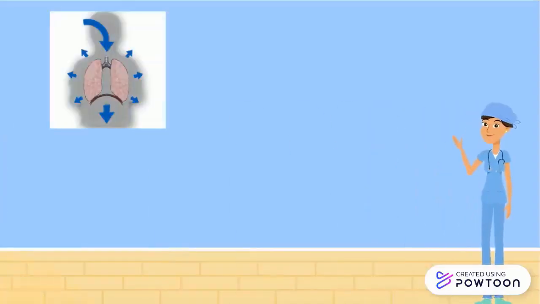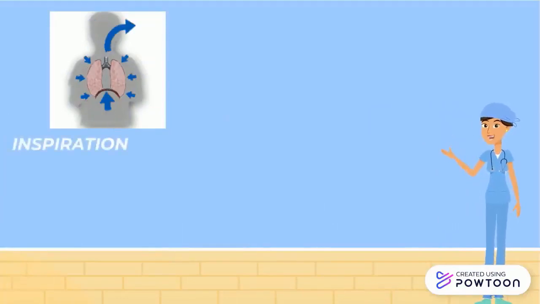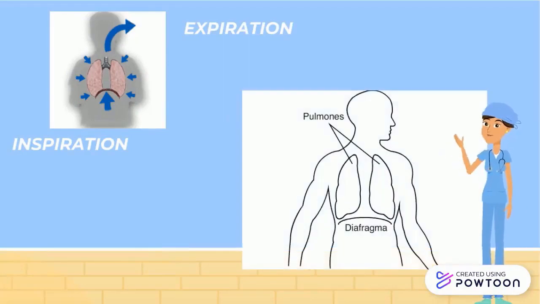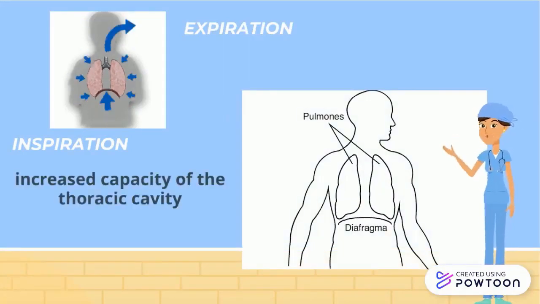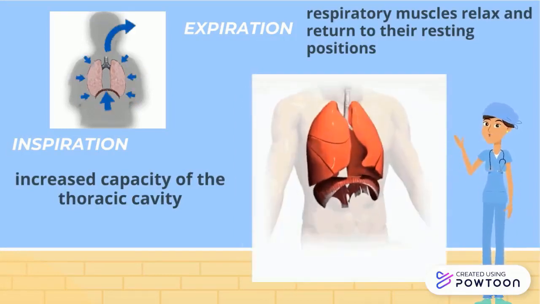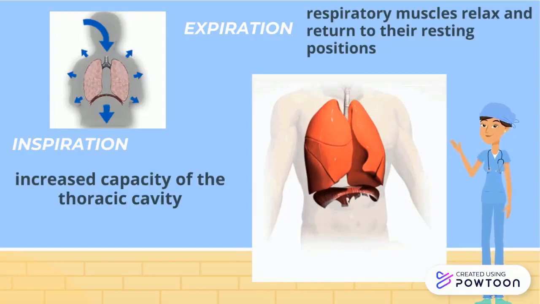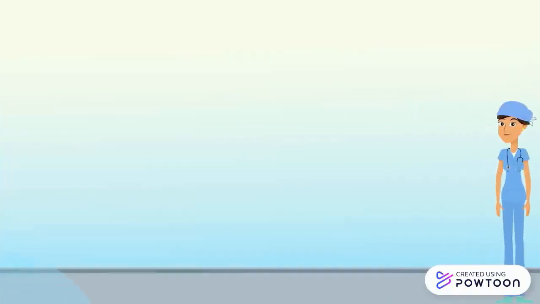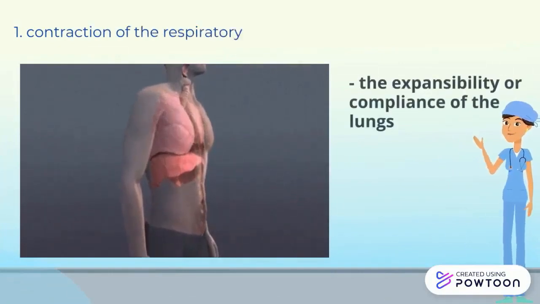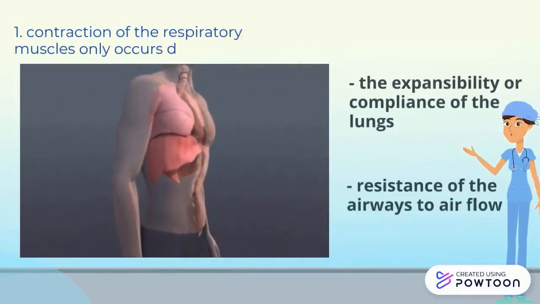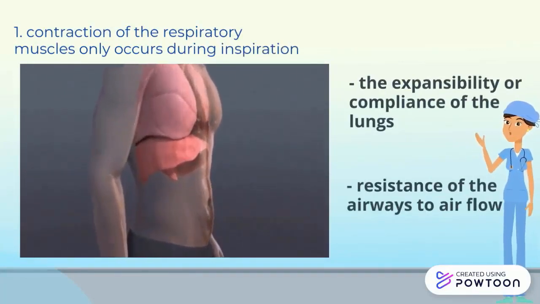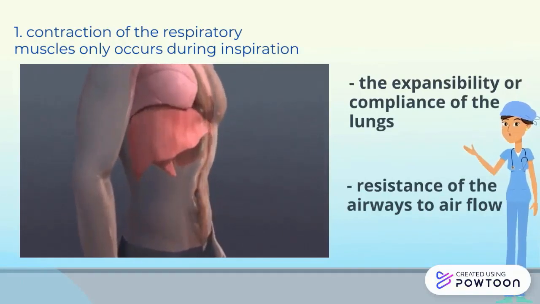During inspiration, contraction of the diaphragm and inspiratory muscles results in an increase in the capacity of the thoracic cavity, while during exhalation, the respiratory muscles relax and return to their resting positions. As this happens, the capacity of the thoracic cavity decreases and intrapulmonary pressure increases. In normal quiet breathing, contraction of the respiratory muscles only occurs during inspiration, while expiration is a passive process as it is due to muscle relaxation. Consequently, the respiratory muscles normally only work to cause inspiration and not expiration.